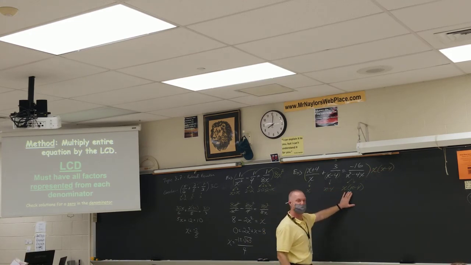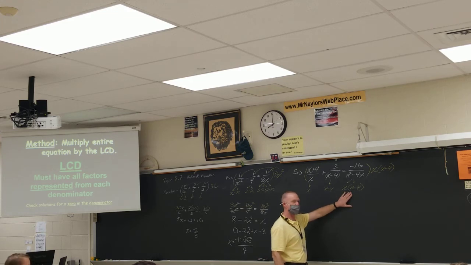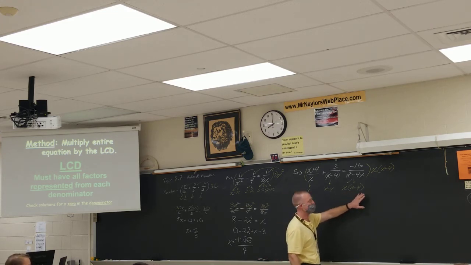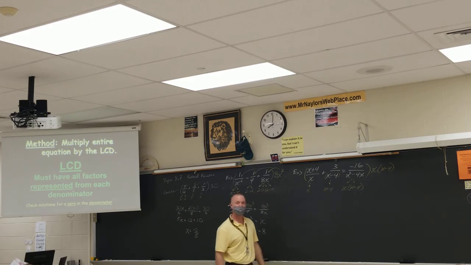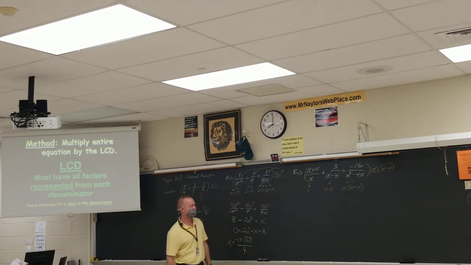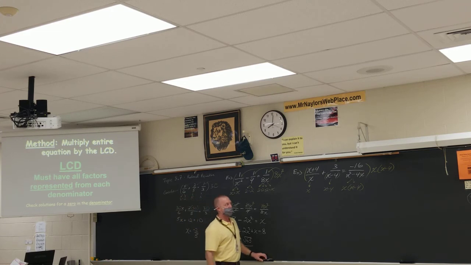And this one says that you have to have an x and an x minus 4. Are you thinking about that the right way? This one says I have to have both an x and an x minus 4. Well, I already have them. So I don't need more. I don't need another x or another x minus 4.